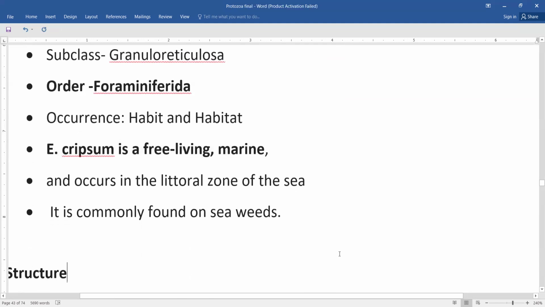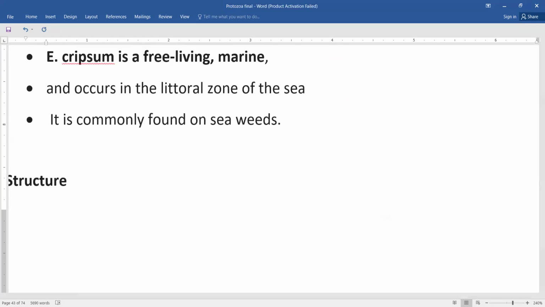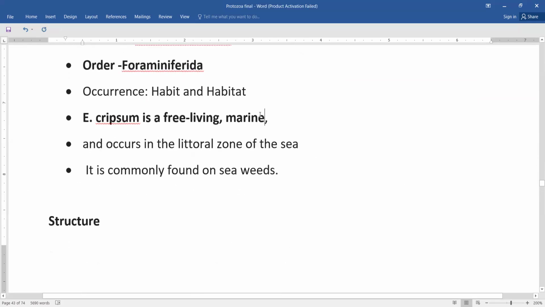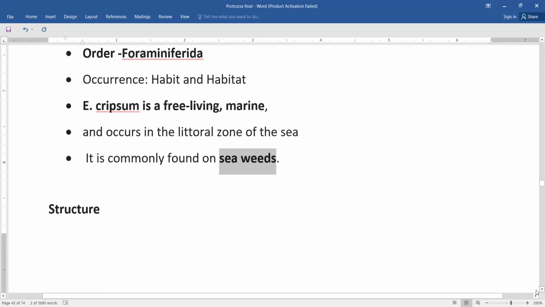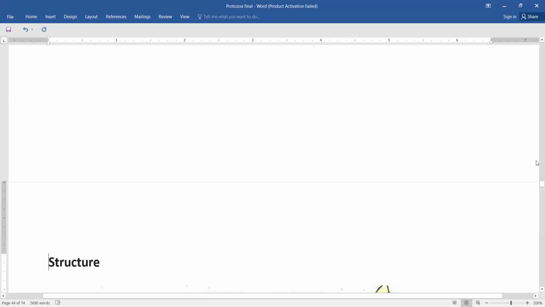And generally, it lives in the bottom area of the sea, about 600 meters depth. So yeah, in the littoral zone of the sea. It is commonly found creeping on seaweeds. On seaweeds it is seen moving, just like our snail, but very small in size. Then just now we have seen some structural information.